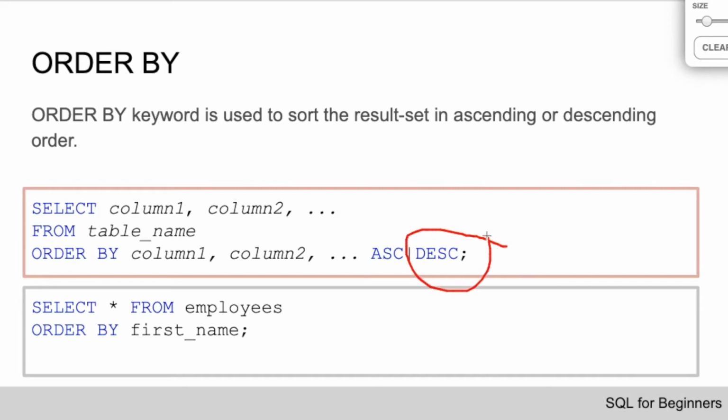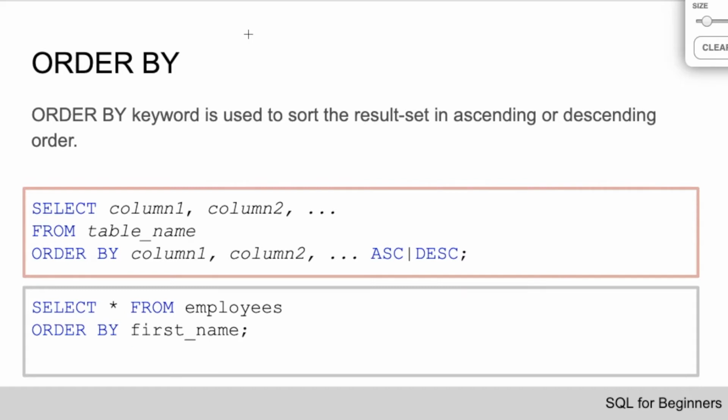When you want to sort in descending order, you have to explicitly tell SQL that you want to sort in descending order by using this keyword. Otherwise, it's not going to sort in descending order. For example, to select the entire table and order it by the first name, you just add an ORDER BY keyword at the end of your query and specify the column that you want to order by. In this case, it's the first name column.